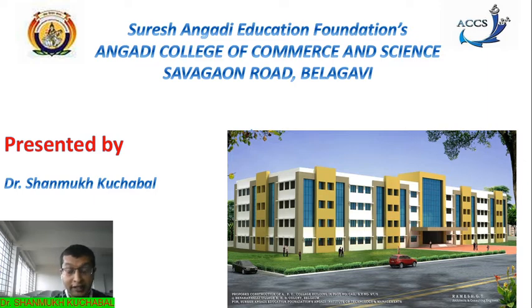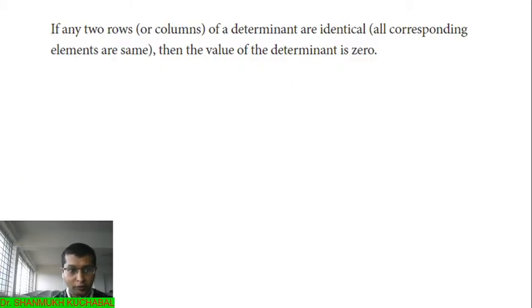So you have studied different types of matrices, and you are familiar with that, and also you have studied the properties of a determinant. In this session we will go through the properties which we are going to use, and then we will discuss examples based on them. First property: if any two rows of a determinant are identical, then the value of the determinant is 0.